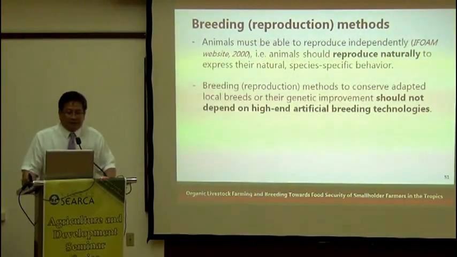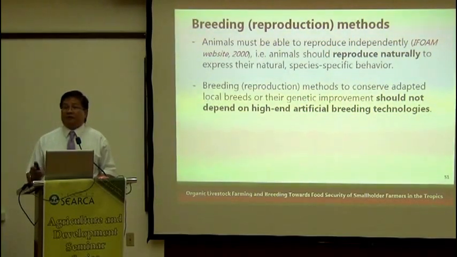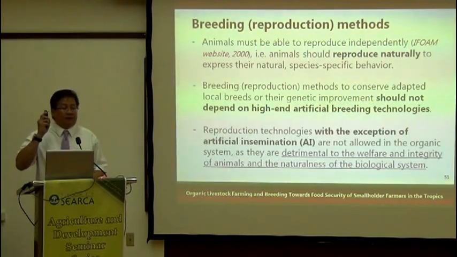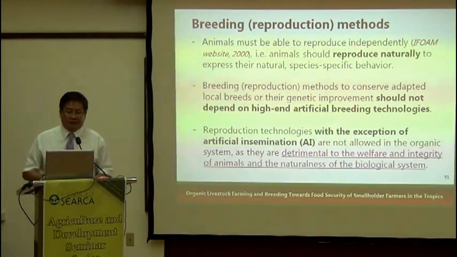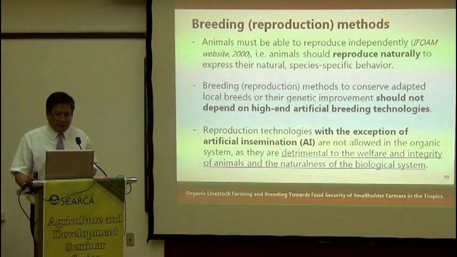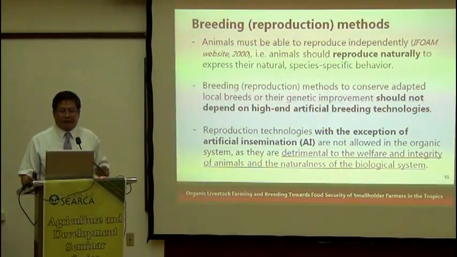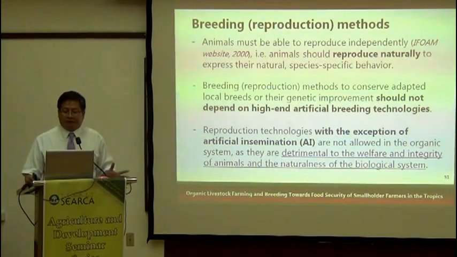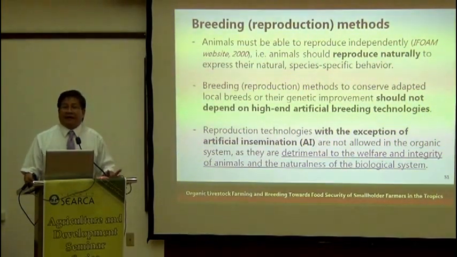And then the breeding methods, reproduction methods, if aimed to conserve adapted breeds or for their genetic improvement, should not depend on high-end artificial breeding technologies. With the exception of AI, artificial insemination, the reproductive technologies are not allowed. All others are not allowed, as the other artificial technologies are known to be detrimental to the welfare and integrity of animals and the naturalness of the biological system. But AI is an exception.